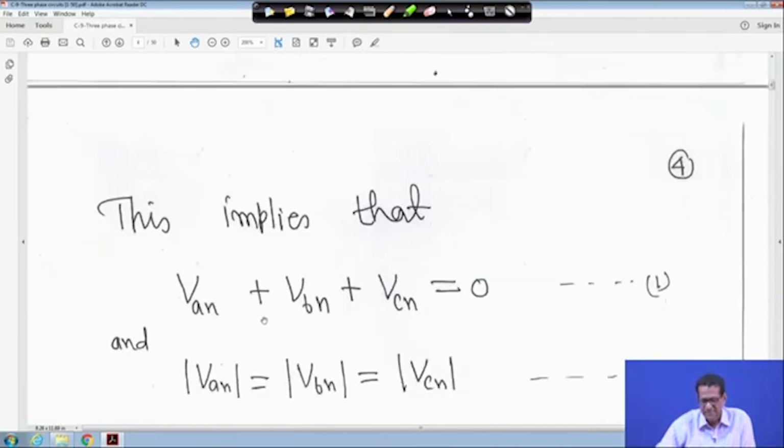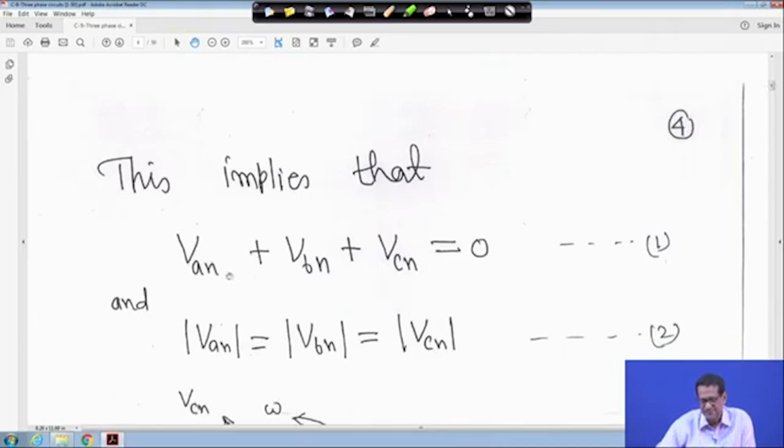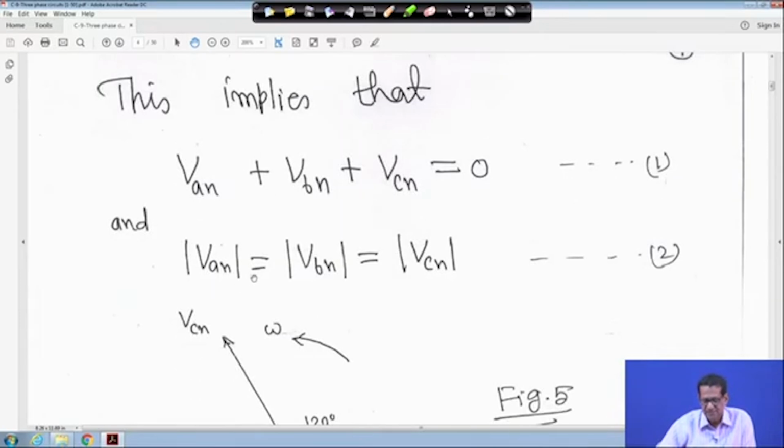This implies that VAN plus VBN plus VCN is equal to 0. This is a phasor quantity. I will show you why it is 0. If you do it, it will become 0. This is equation 1. That means for balanced voltage, magnitude VAN is equal to magnitude VBN is equal to magnitude VCN. These are magnitudes, which is why I am putting the mod.